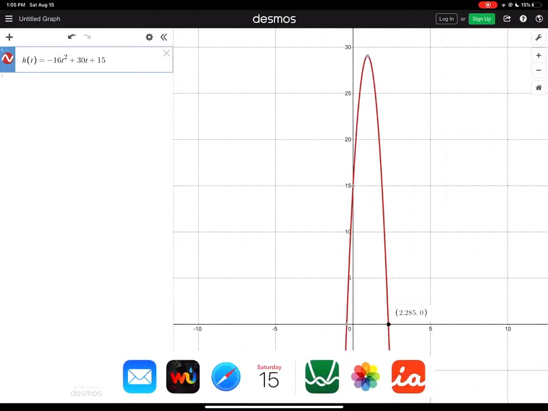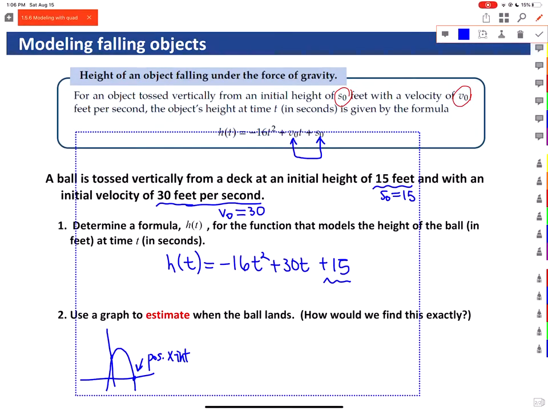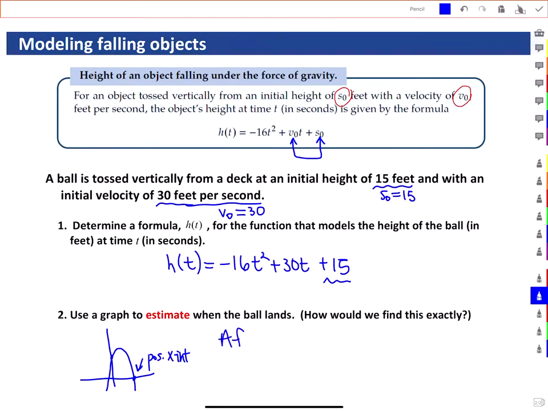So let's see if I can remember that value and go back into here. So we can say, after 2.285 seconds. Okay. How would we find this value exactly? Well, I said that's when the height is 0, right? So we'd have 0 equals negative 16t squared plus 30t plus 15. And if you watched the properties of quadratic functions video, we know then that we'd want to use the quadratic formula.